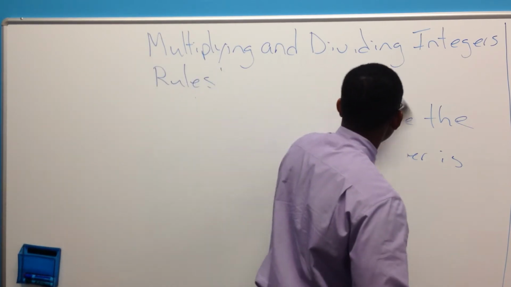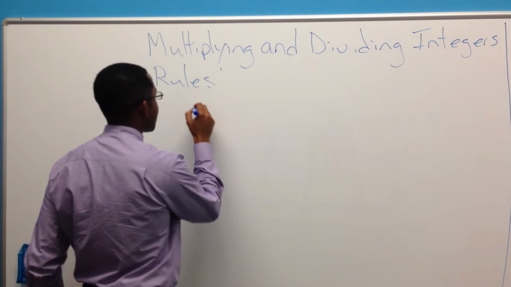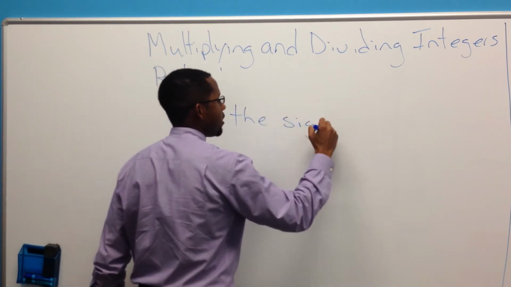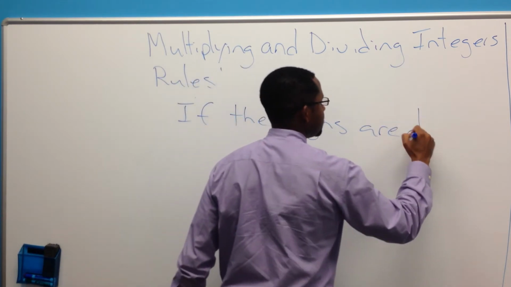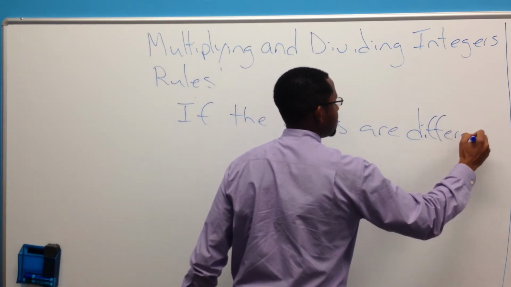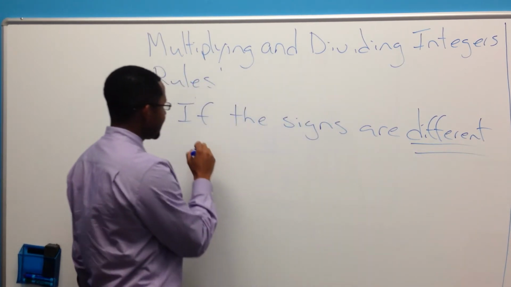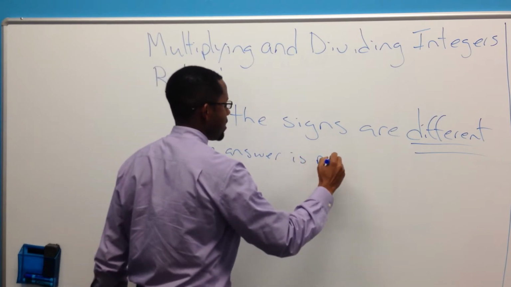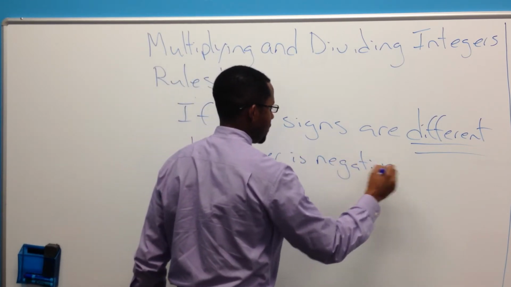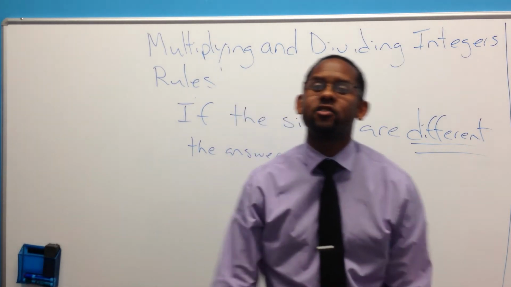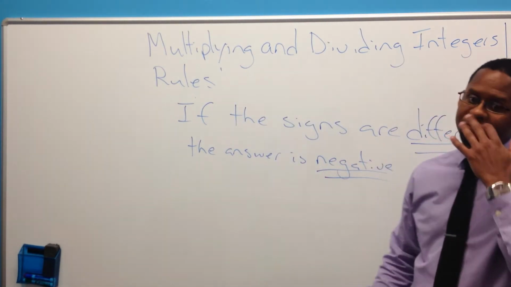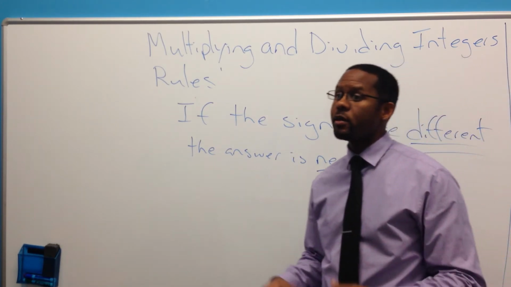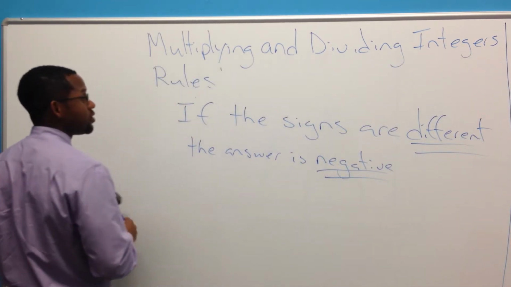But secondly, if the signs are different, that means that the answer is negative. Same signs, the answer is positive. Different signs, the answer is negative. Much easier actually than adding and subtracting integers because all you got to worry about is some signs. You don't have to think about too much.